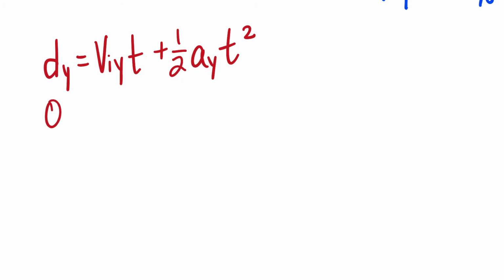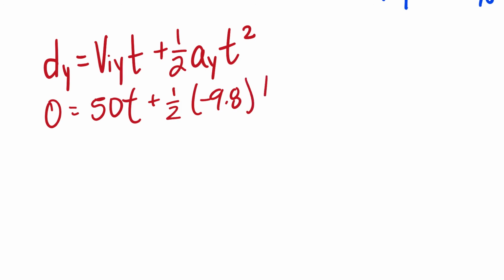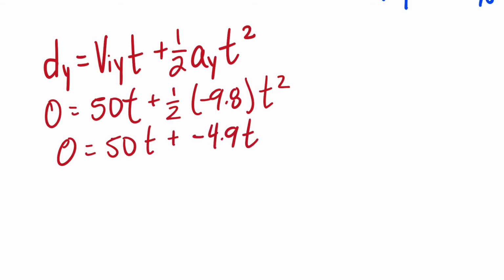So it's going to be 0 equals 50 times the time plus 1/2 times negative 9.8 times time squared. And then we're going to simplify this. So it's 0 equals 50 times time plus negative 4.9 times time squared. And now we're ultimately going to use the quadratic formula. So we want to rearrange this just to make it easy to figure out what's A, B, and C. And all you're going to do is switch the places of stuff. So it's going to be 0 equals negative 4.9 t squared, because the one that's squared always goes first. And then we're going to add 50t.